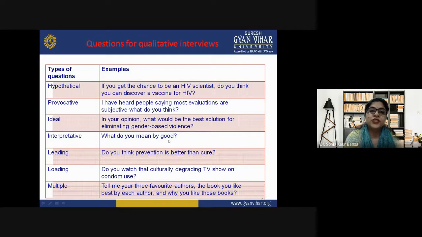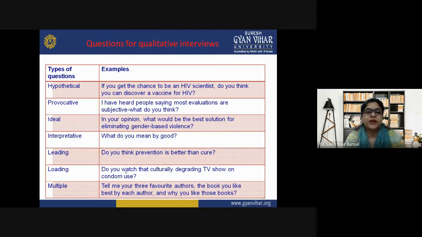Now, questions for qualitative interview. How are the questions selected? We are going to see there are many types of questions in research, like hypothetical. The hypothetical type of question will be like this: if you get the chance to be an HIV scientist, do you think you can discover a vaccine for HIV? So the question is hypothetical, but the answer would be really qualitative. So this will work for qualitative type of data in our research.